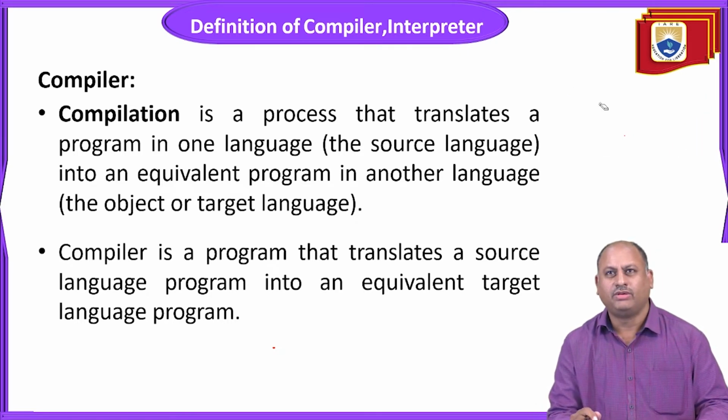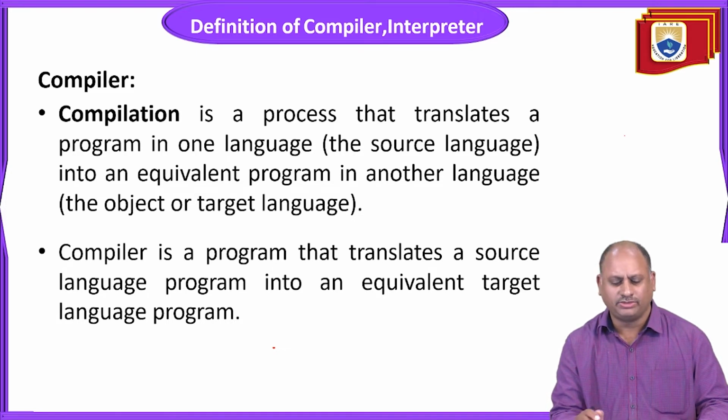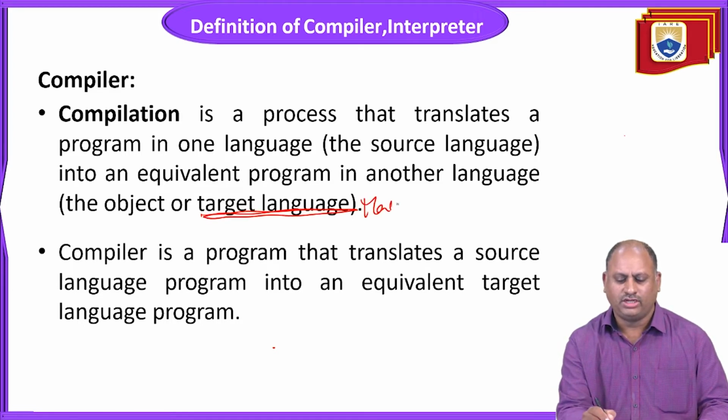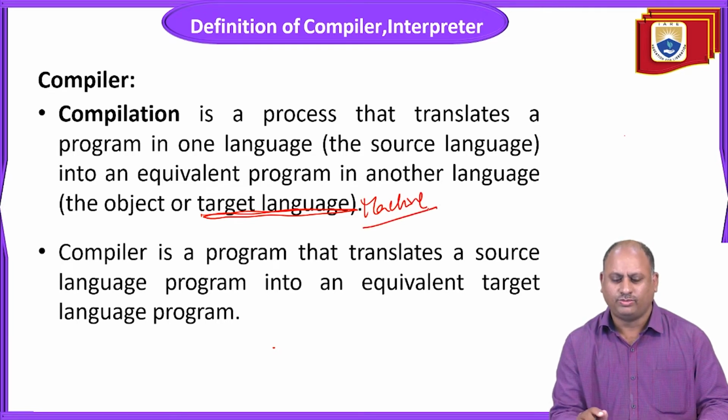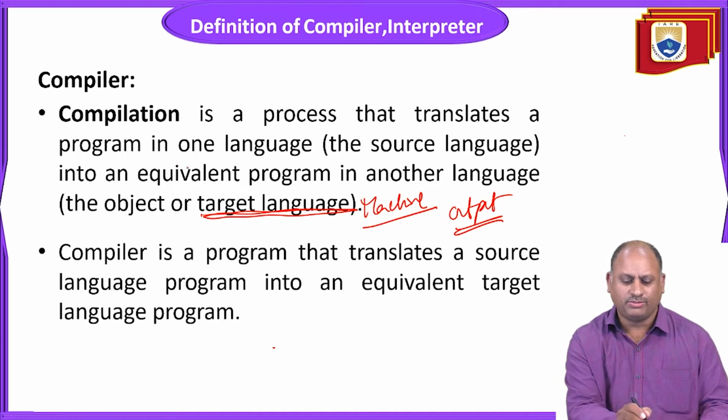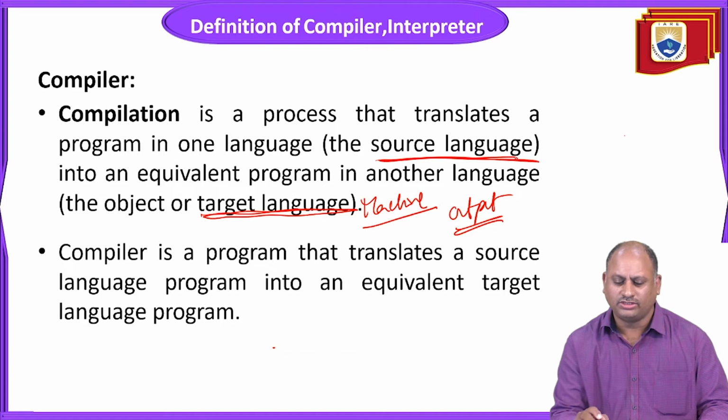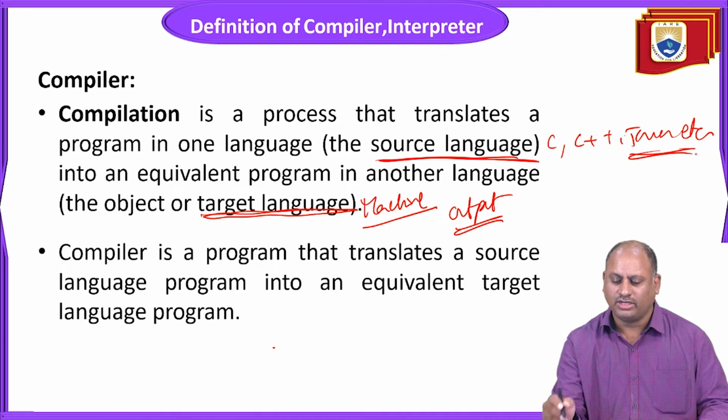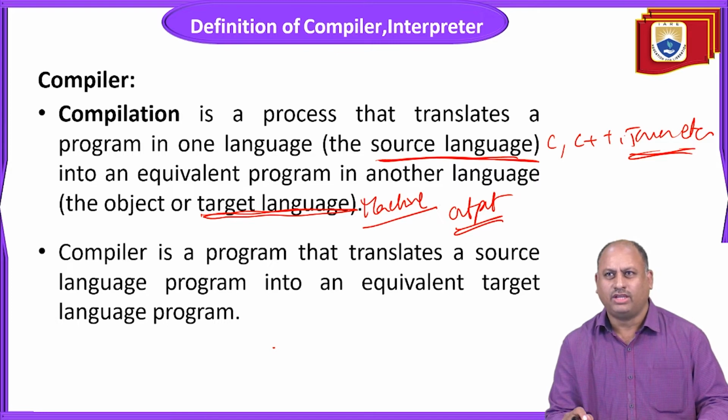So this is the definition of a compiler, a simple definition: the given source language is converted into another object language. The object or target language is required because the machine understands that language and gives the corresponding results to the user. The programming language written by the user is the source language, in the form of C, C++, Java, etc. These programming languages are then converted into the corresponding output, which is the machine understandable language.